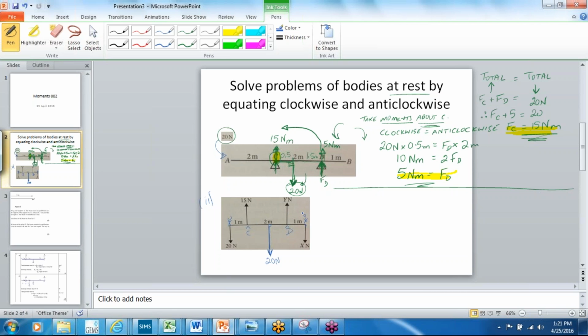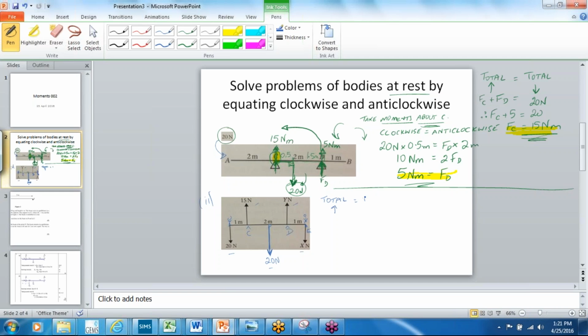What I'm going to do is make positions here. We've got a position C, D, and E. Total up equals total down. So 20 plus 20 plus X is going to equal 15 plus Y. Does that make sense?